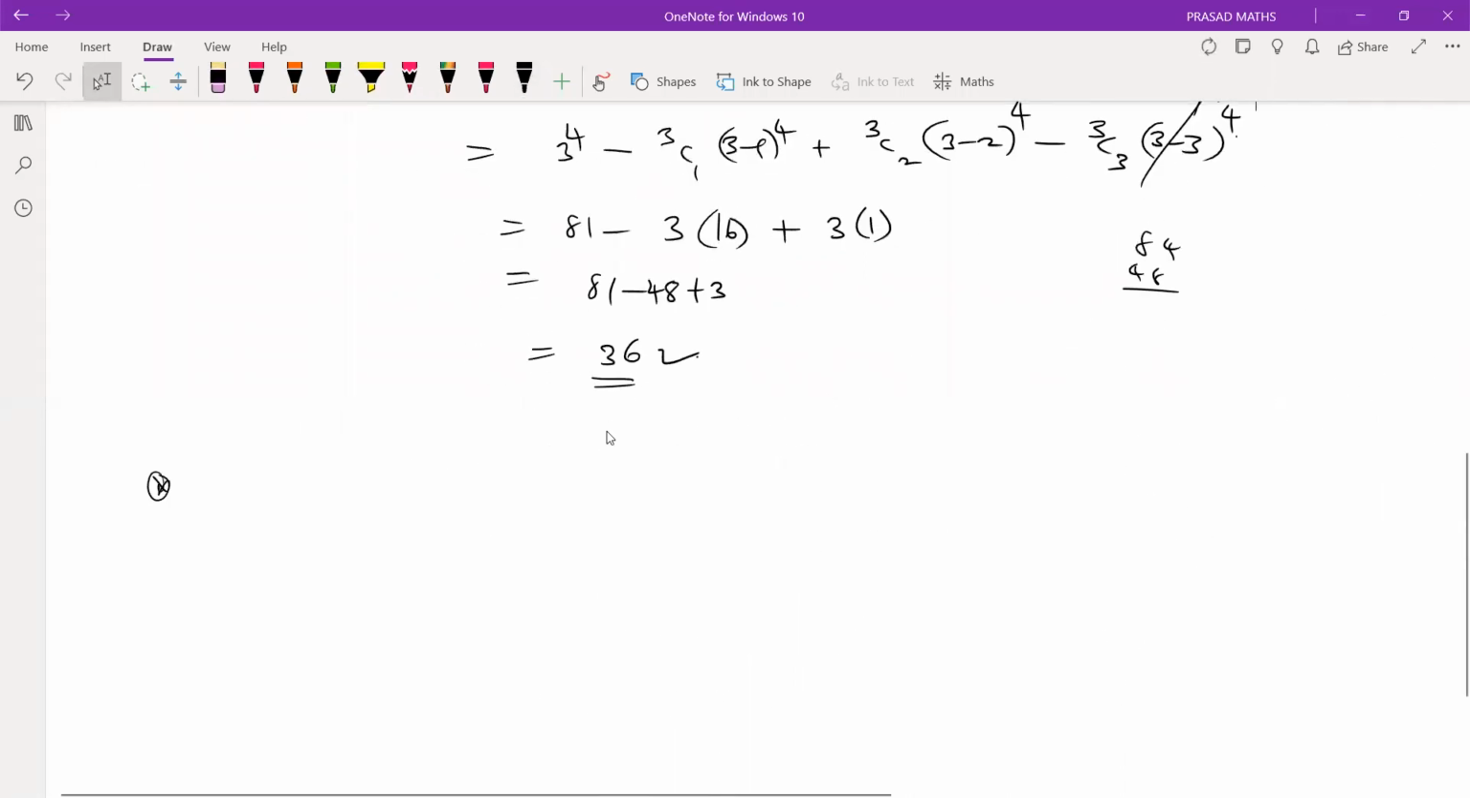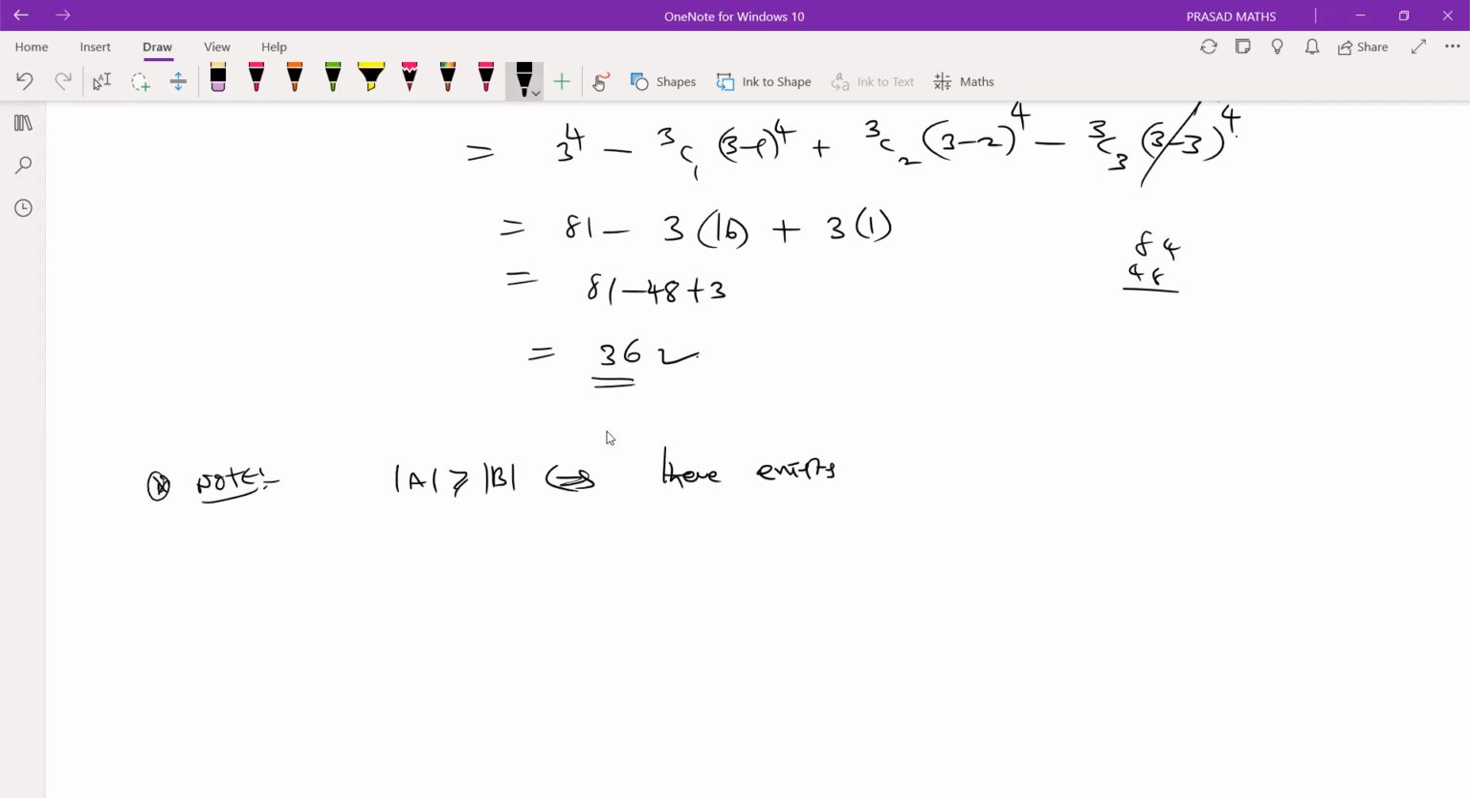So there is a note. If the cardinality of A is bigger than or equal to the cardinality of B, definitely there exists an onto function. We have seen that whenever the cardinality of A is less than or equal to the cardinality of B, definitely we can find a one-one function from A to B. Whenever the cardinality of A is bigger than or equal to the cardinality of B, this is obviously possible by graph. See, this contains more elements, so automatically an onto function is possible.